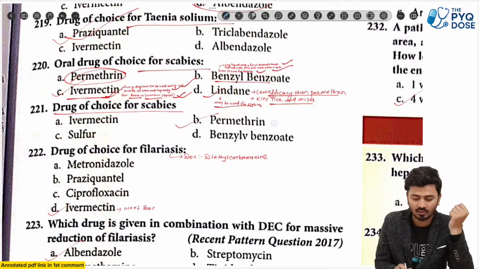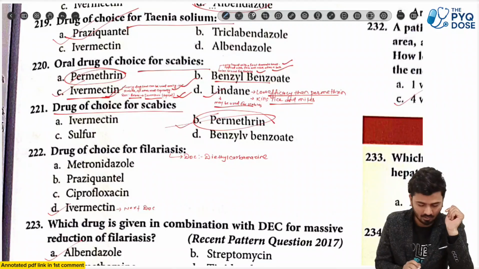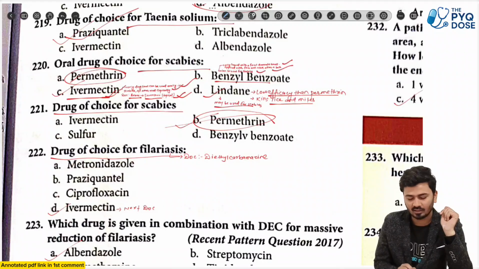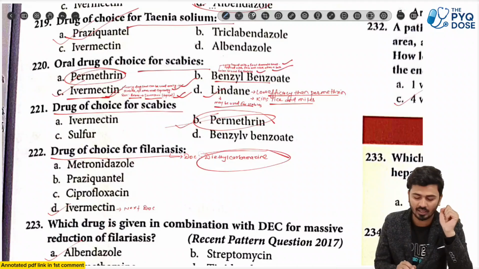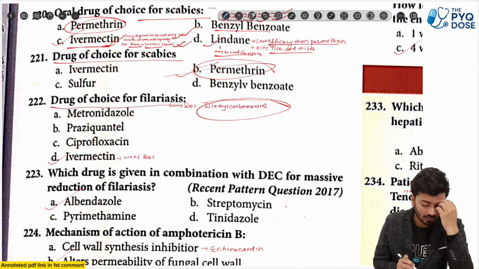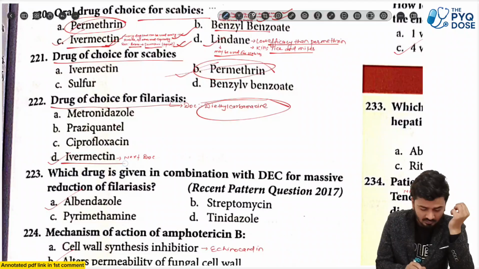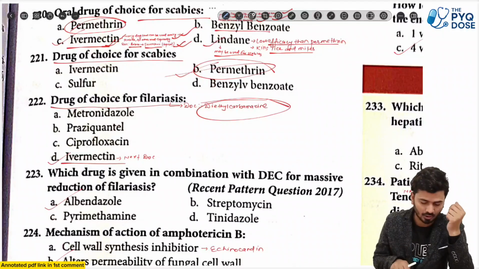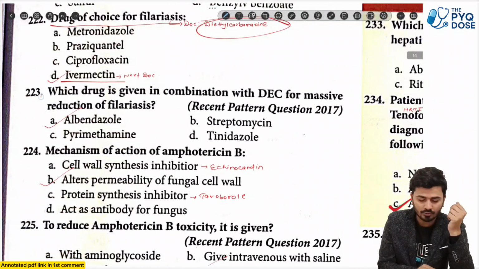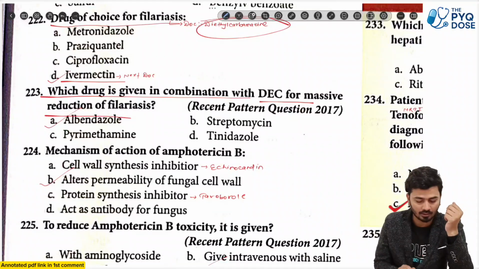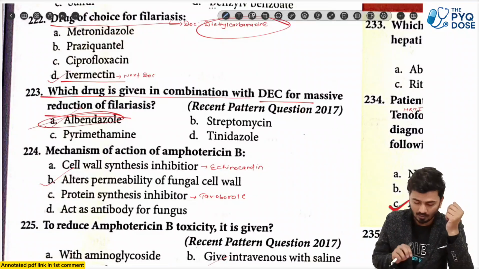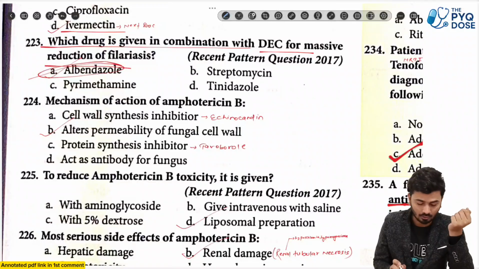Drug of choice for scabies is nothing but permethrin, but for oral, ivermectin. Drug of choice for filariasis, that is drug of choice for filariasis, Wuchereria bancrofti, generally that is nothing but diethylcarbamazine. Okay, diethylcarbamazine. Ivermectin is the next drug of choice for filariasis. Which drug is given in combination with diethylcarbamazine for massive reduction of filariasis? That is nothing but albendazole, which will be combined with DEC.